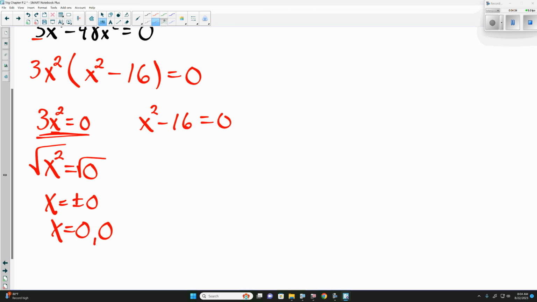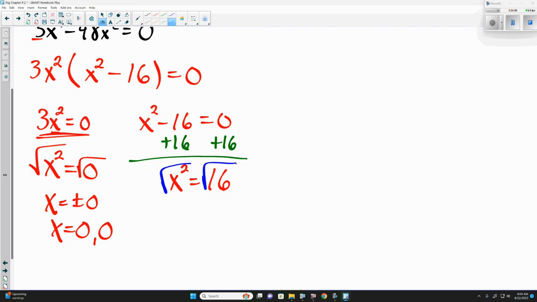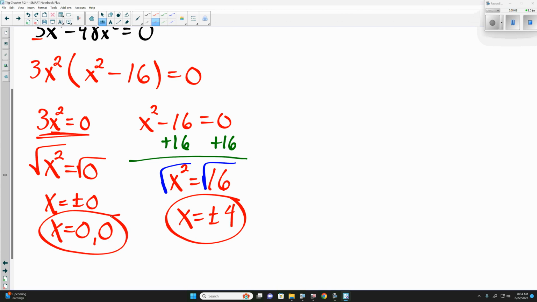Now we can solve the other one, x squared minus 16. Now, because there's not a middle term, we can use the square root method, which is just saying we add 16 to both sides. Telling us x squared is equal to 16. Square root both sides, telling us x is equal to plus or minus 4. So our solutions are plus or minus 4, and 0.